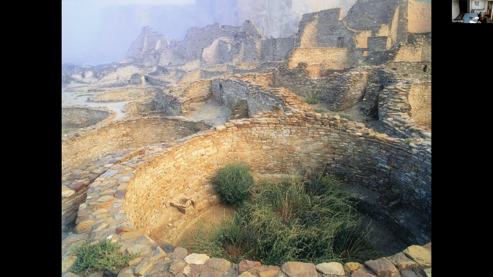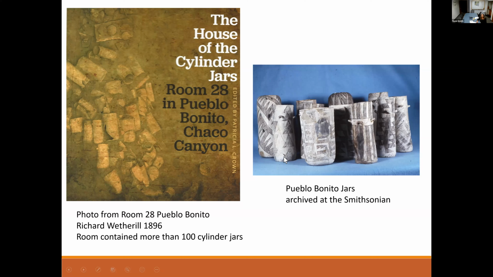And among the many unusual objects and artifacts found in excavations from Pueblo Bonito are these cylinder jars. They're tall cylinder jars, white with black design. There are fewer than 200 cylinder jars known from the American Southwest, and 166 of these come from Pueblo Bonito, most from one room, room 28.